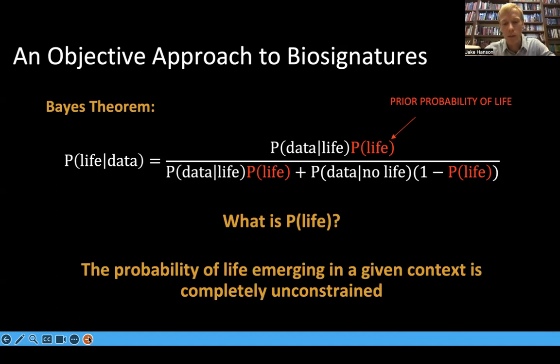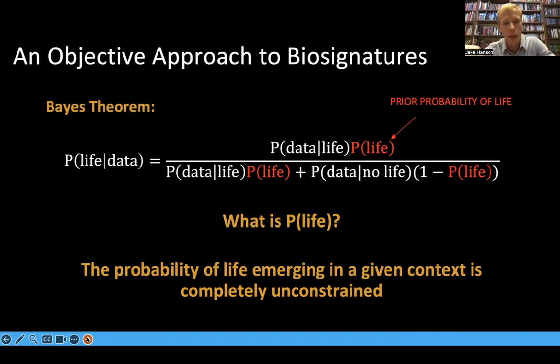But the big problem is that we have no idea what the probability of life emerging in a given planetary context is. So it could be small, you know, like 1 in a million, but it could also be astronomically small, like 1 in 10 to the 22. And so if it's astronomically small, then the chances of an unknown abiotic pathway are orders of magnitude more likely than the chances of life being responsible for that observation.